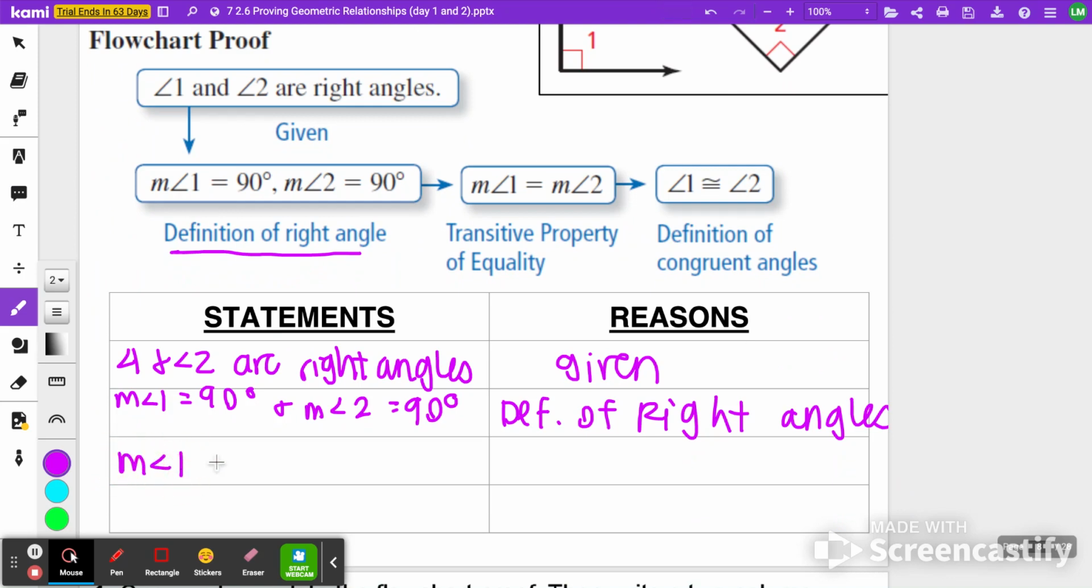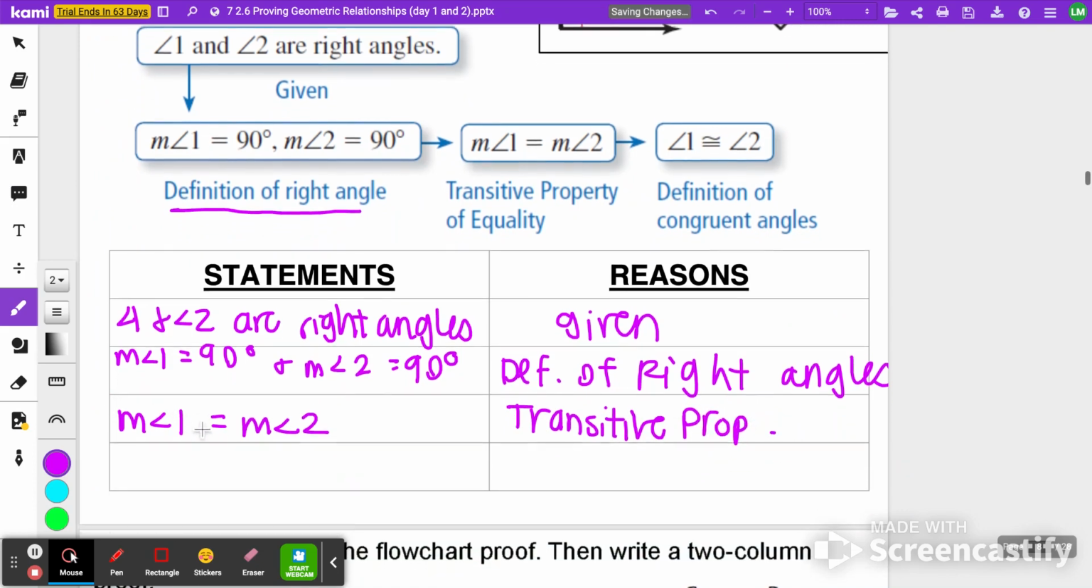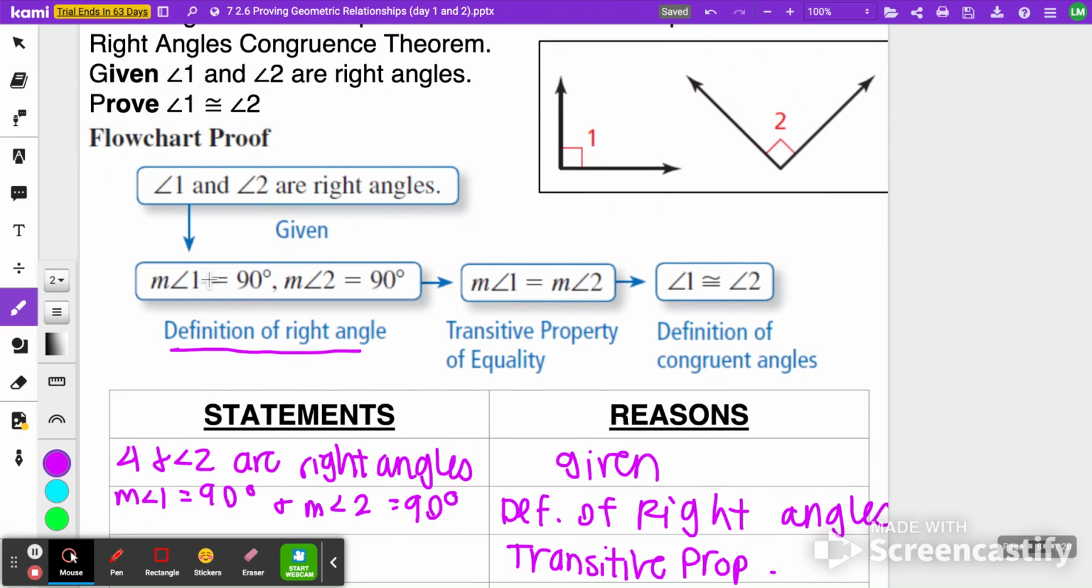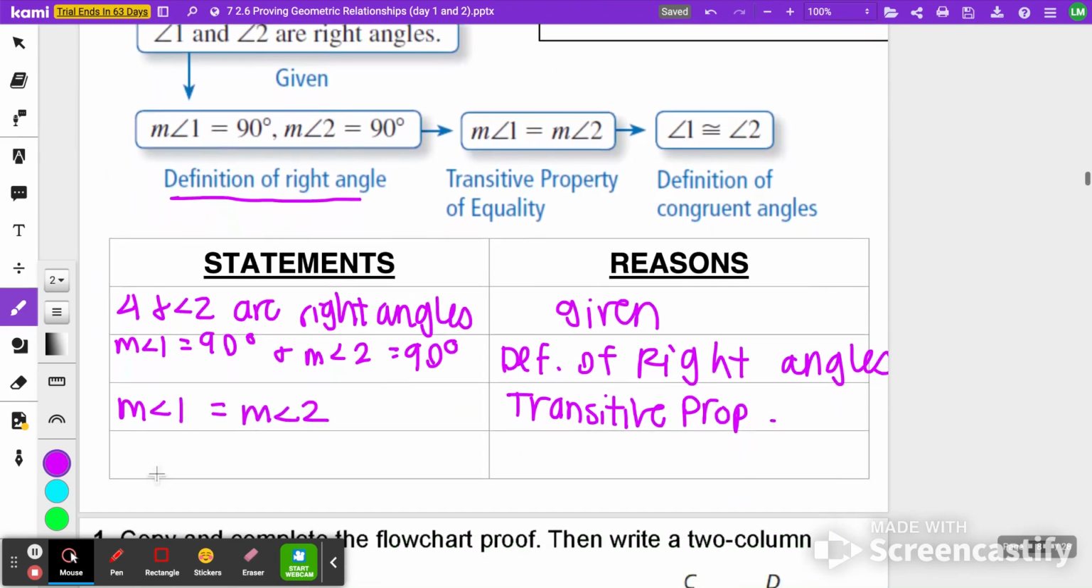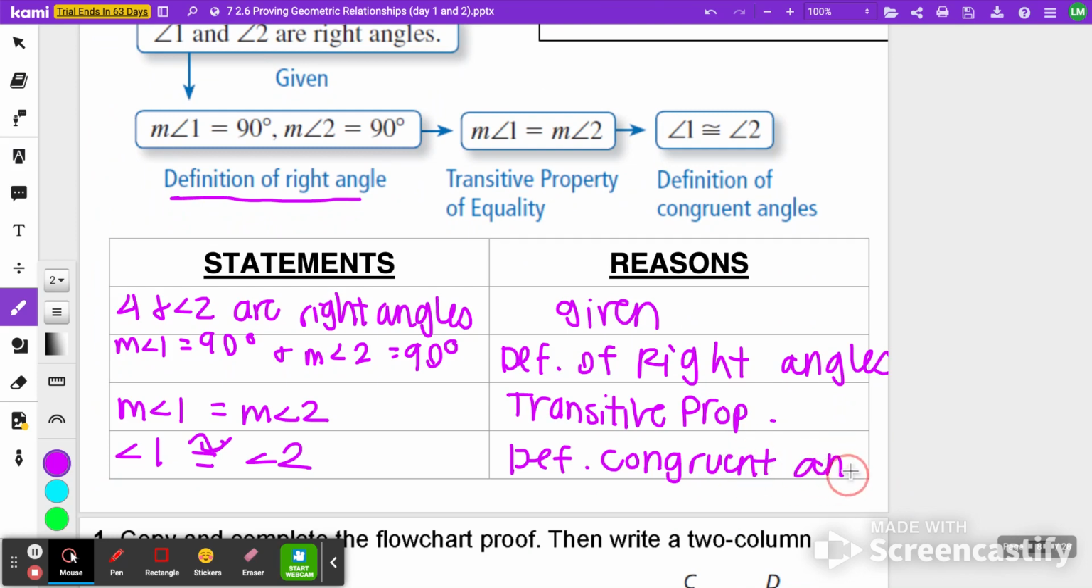The measure of angle 1 is next, is equal to the measure of angle 2. That is the transitive property of equality. Okay, so now that we know that the measure of angle 1 is equal to the measure of angle 2 because of the definition of right angles, then we can decide that these are congruent angles. So we would say angle 1 is congruent to angle 2, and that is the definition of congruent angles, okay, which is what we just discussed in the previous slide.